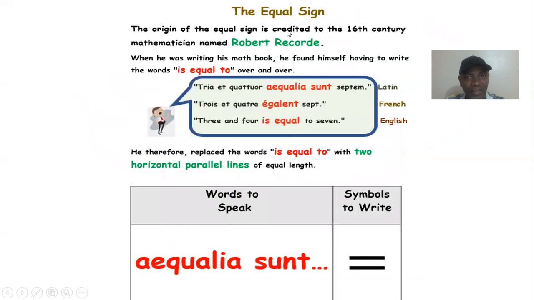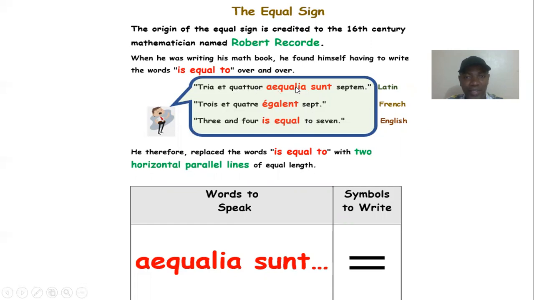Okay, then you have the equal sign. The origin of the equal sign is credited to the 16th century mathematician named Robert Recorde. When he was writing his math book, he found himself having to write the words "is equal to" over and over. Again, "3 et 4 égale 7." "3 and 4 is equal to 7." "Is equal to," "aequalis."